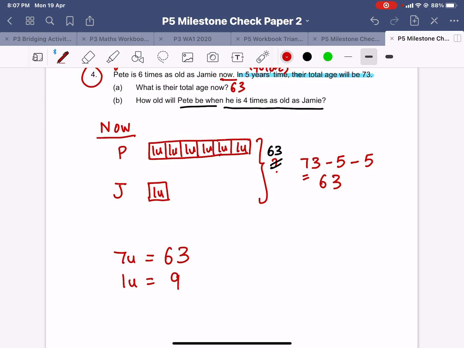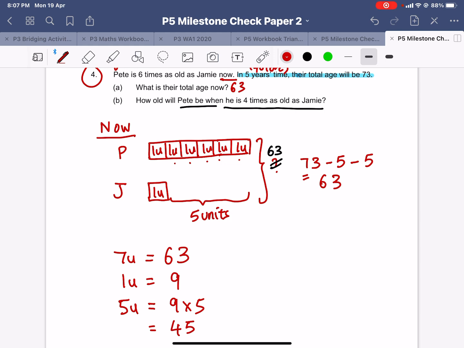Now, why am I finding what is 1 unit? Because if I can do this, I will be able to know how much is their difference. 1, 2, 3, 4, 5 units. There are 5 units apart right now. Let's see how much they differ by. 9 times 5. Now, do you know what is the meaning of 45?